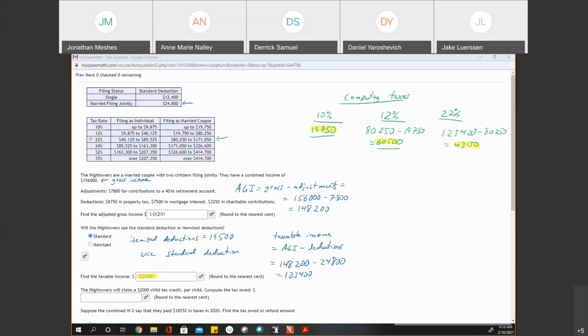Okay. So now when we go to compute our tax, what we're going to do is take the percentage of the amount in each of these buckets. So in the 10% bucket, I take 10% of 19,750. Okay, and I get 1,975. And then we take 12% of 60,500. We get $7,260. Okay. Then we take 22% of 43,150. And I get $9,493.